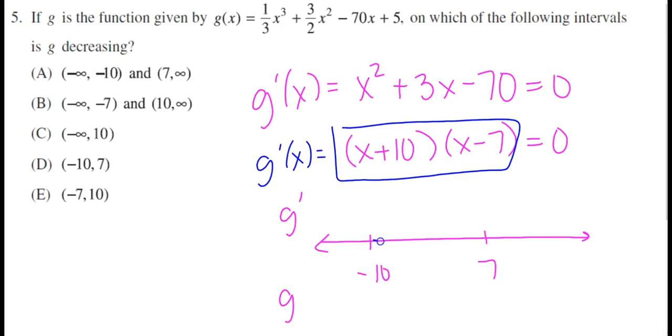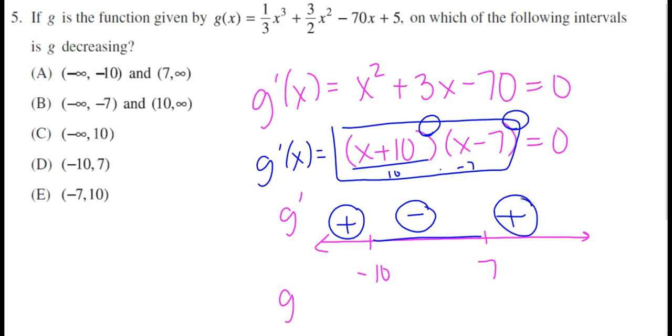You can start on any interval you want. Maybe I'll plug in 0 and test this middle interval. So if I plug in 0, this becomes 0 plus 10, which is 10, and then this becomes 0 minus 7. So a positive times a negative is negative. I don't have any even powers here, right? I don't have any even multiplicities, so I know I have to switch at each critical point. So g goes increase, decrease, increase, so from negative 10 to 7.